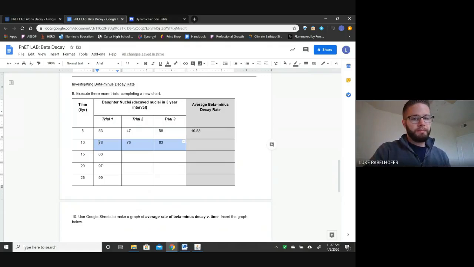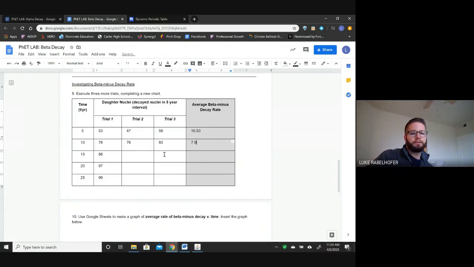All right, now let's do this row. So we add them all up. So 78 plus 76 plus 83 equals 237. We're going to divide by 3 to find the average, then divide by 10 to find the rate, which in this case is 7.9.